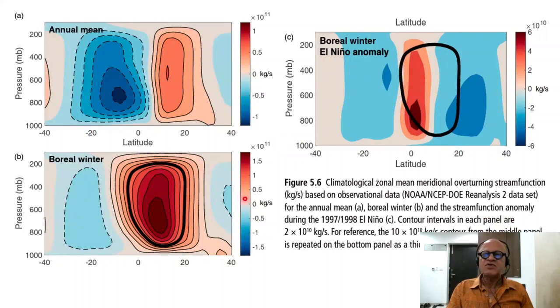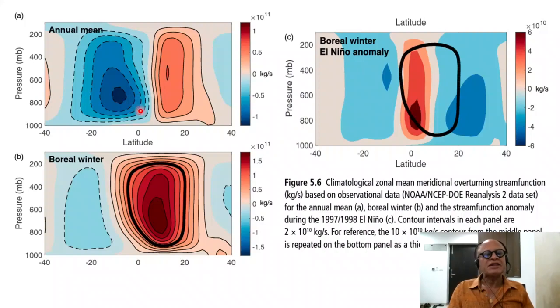So here is the result. We are looking at climatological zonal mean meridional overturning stream function in kilogram per second based on observational data from NOAA-NCEP reanalysis. Reanalysis, as we have said before, is a merger of models and data to fill the gaps and produce continuous gridded data. This is for the annual mean, this is for the boreal winter, and this is for the boreal summer, it should be, right? No, sorry, that's for the El Nino. Boreal winter El Nino anomaly. Okay, so this is climatology, this is for El Nino.